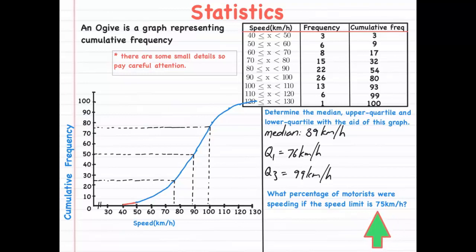Okay, so basically the speed limit is 75 kilometers an hour. So it's just here, and then we go up. Okay, and I'll do this in red for you to show you how this can be answered. So 75 kilometers is our speed limit. So it's just to the left of this value. So we go up to there.